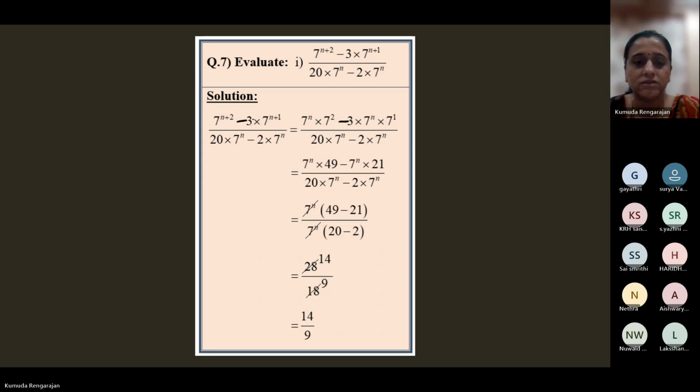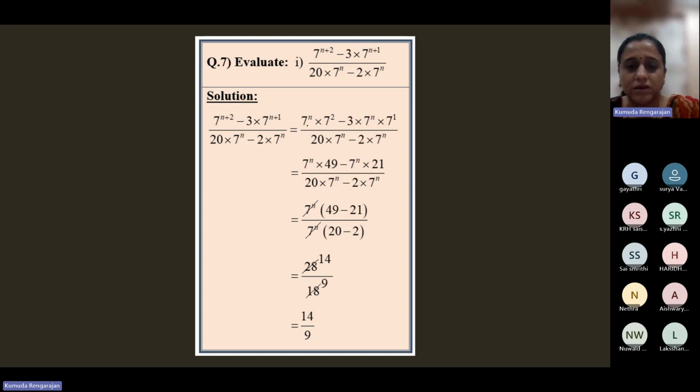Minus this 3, 7 to the power n plus 1 is 7 to the power n into 7 to the power 1. Divided by 20 into 7 to the power n. Nothing can be done as it is. Minus 2 into 7 to the power n as it is.